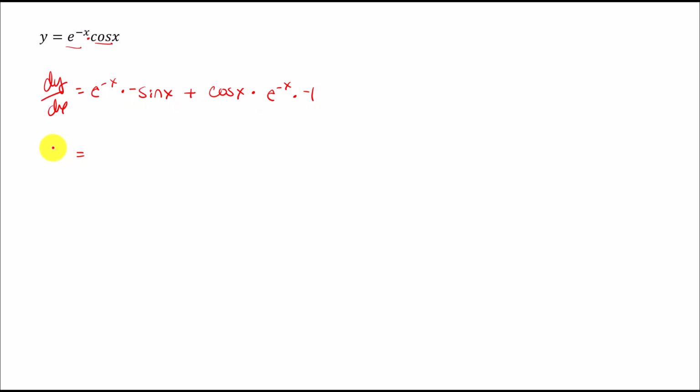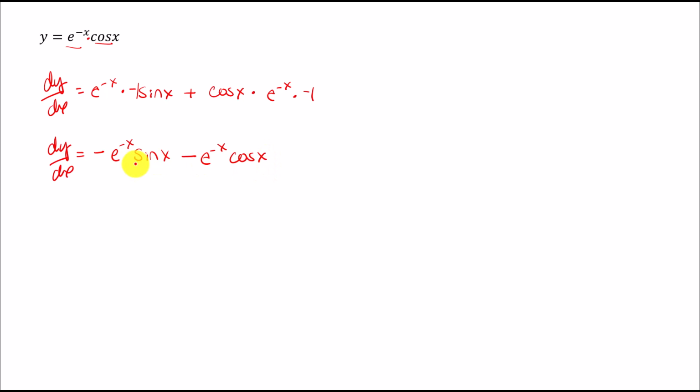We just need to clean it up a little bit. So I'm going to write, this is like a negative 1, and I'm going to put the negative in front. And then it's kind of up to you. You can write the e to the negative x. You could actually write this as 1 over e to the x. It doesn't matter. Sine x. And then I'm going to bring this negative 1 in front. So that's going to make this minus e to the negative x cosine x.